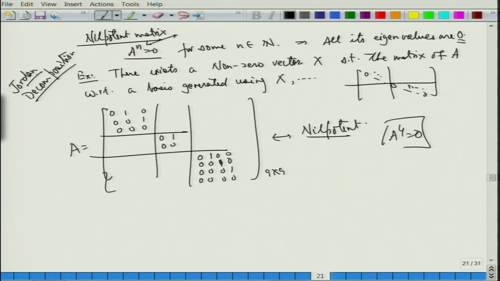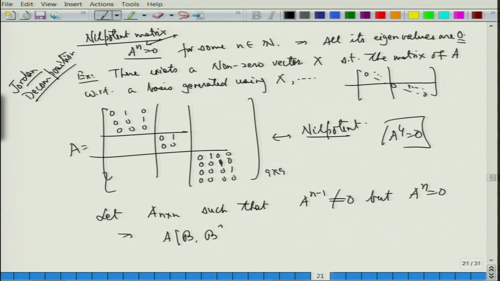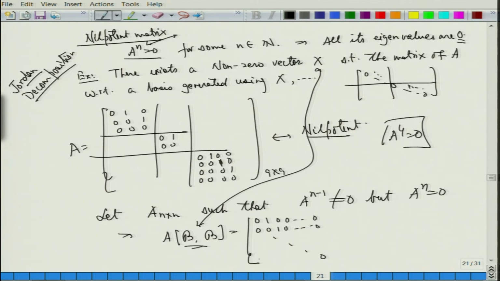Fine. But what you can show is this: let A be n cross n such that A to the power n minus 1 is not 0, but A to the power n is 0. This will imply that there exists a basis B, which comes from the previous idea itself, with respect to which A will look like 0 1 0 0 0 0 1 0 and so on. So 0 will be on the diagonal and 1 here. All right, this is the way it will look.